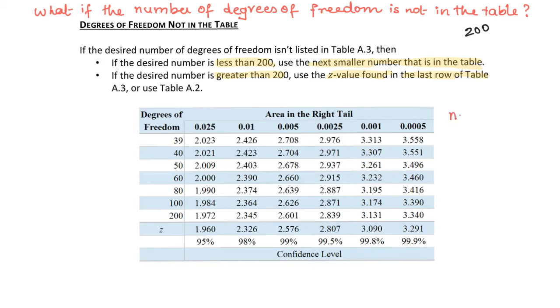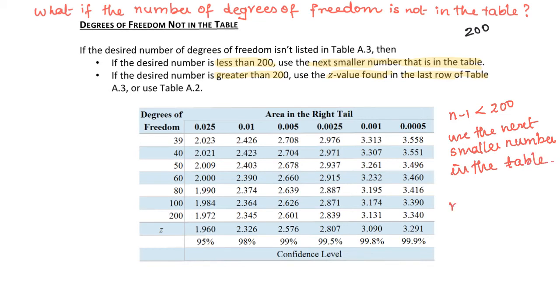If n minus 1 is less than 200, then use the next smaller number in the table. If n minus 1 is greater than 200, then use the z value in the last row.